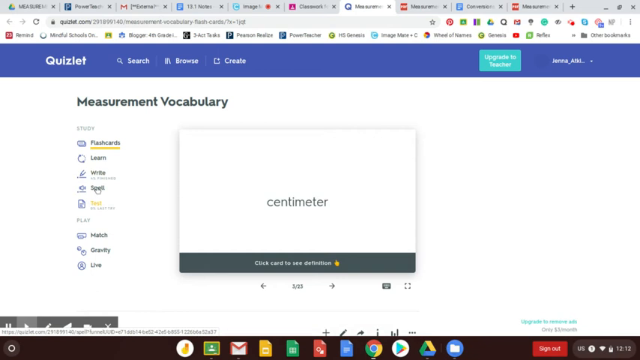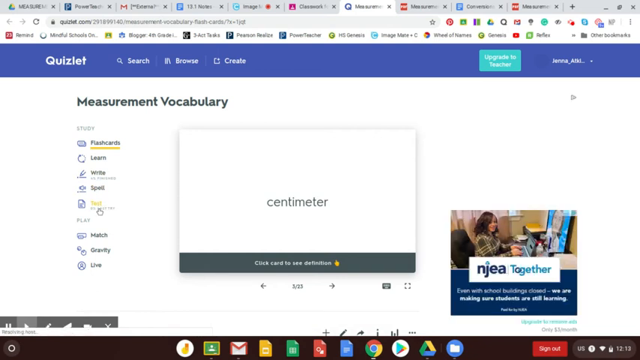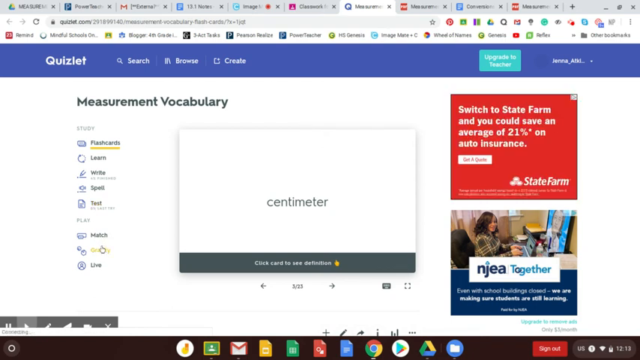There's also a test if you want to. This is not where we're going to take our test, but if you wanted to see how you would do if there was a test, you could try that. Then there's 2 games that we're going to be doing, match and gravity.